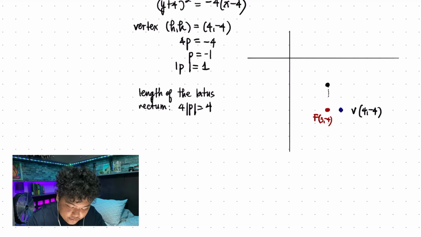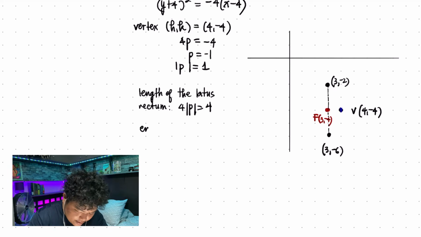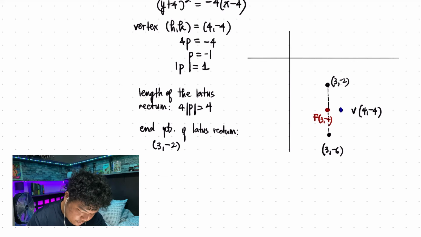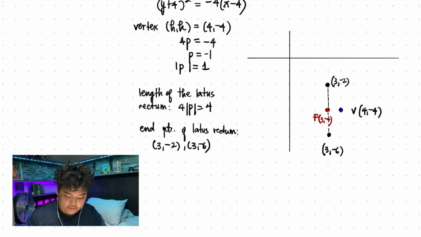ano yung point na yon? So, 3, negative 2. Kasi nag-add ka ng 2 units sa negative 4. Tapos kung pababa, x-coordinate stays the same. Tapos negative 4 minus 2, which is negative 6. So, yung end ng latus rectum, so we have 3, negative 2 and 3, negative 6.